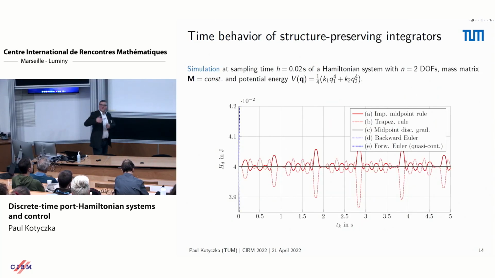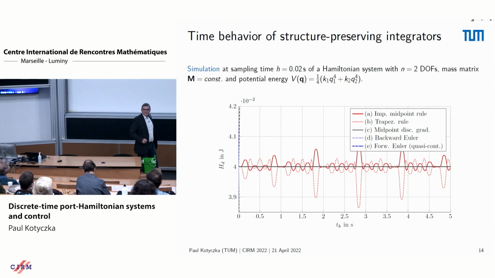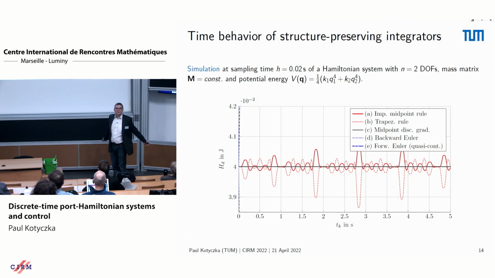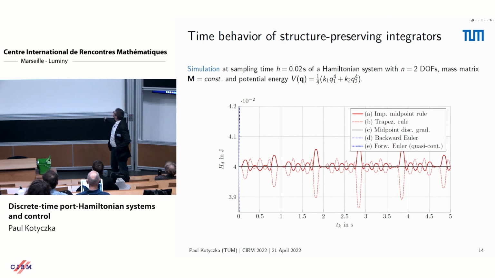And this is just for information. When we take different structure-preserving or not structure-preserving schemes to integrate a nonlinear Hamiltonian system, this is a simple one with 2 degrees of freedom, a constant mass matrix, and some potential energy to the power of 4, some toy example. And we simulate it from an initial value.